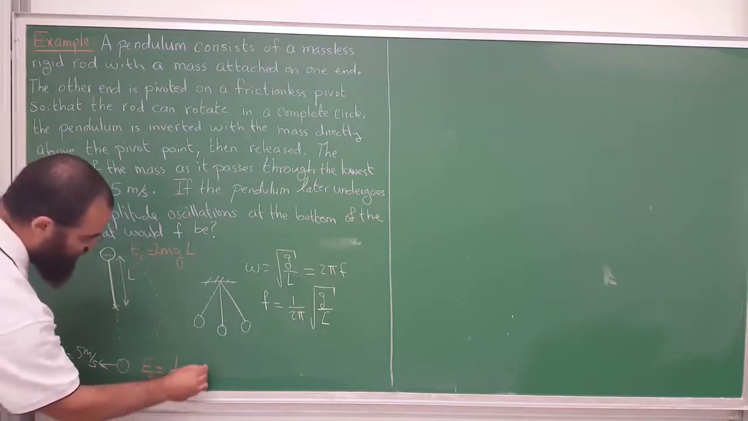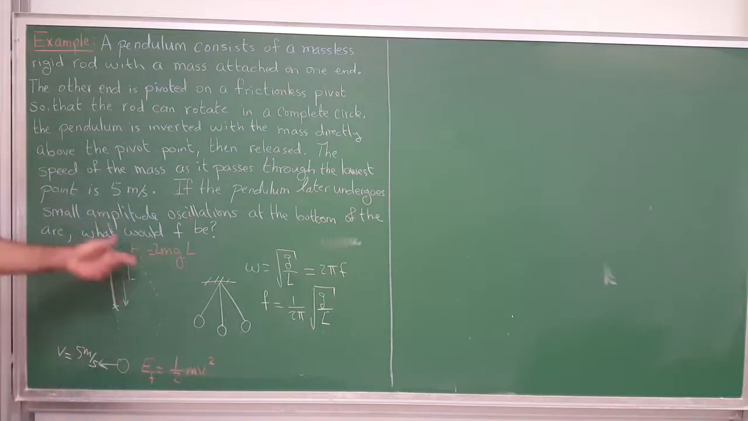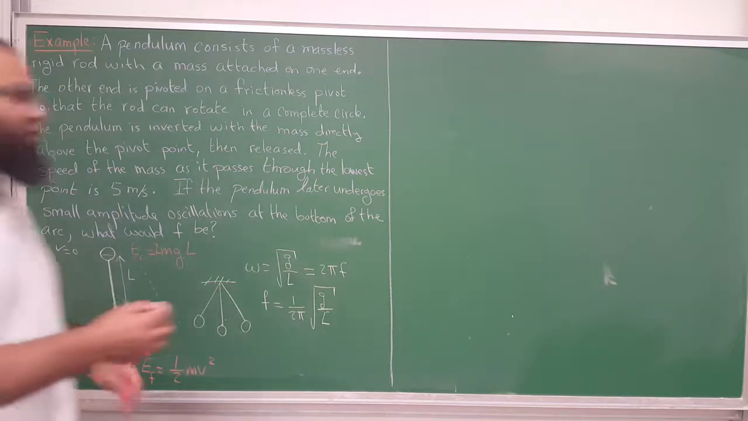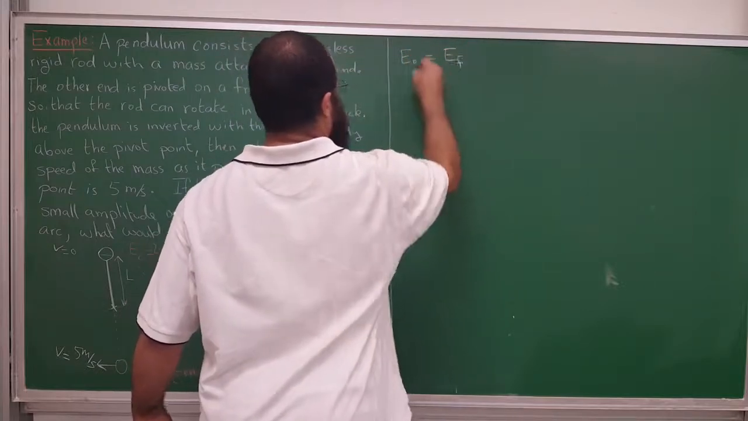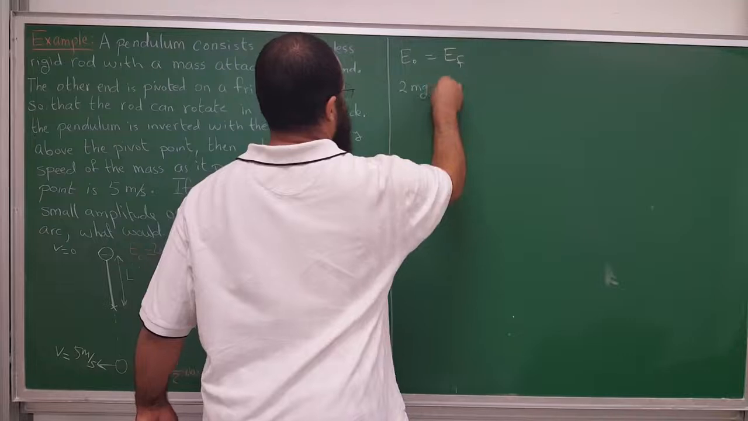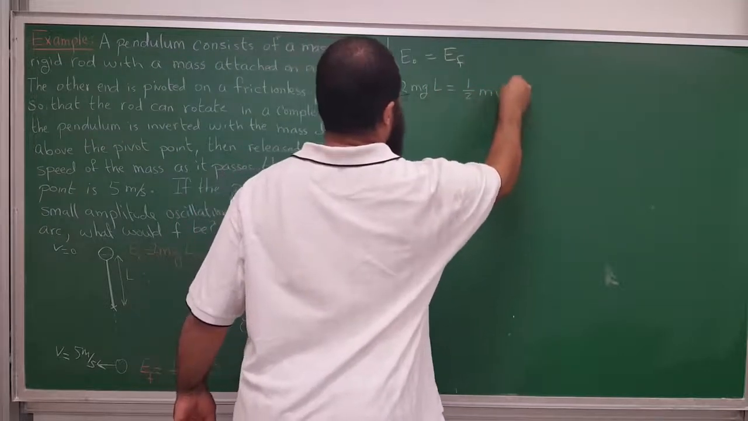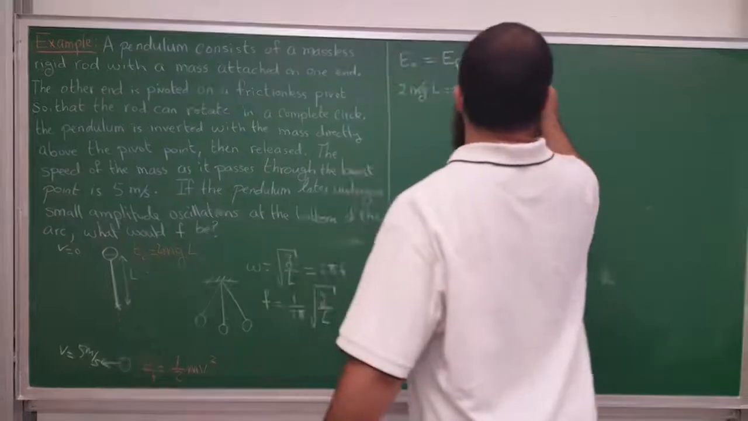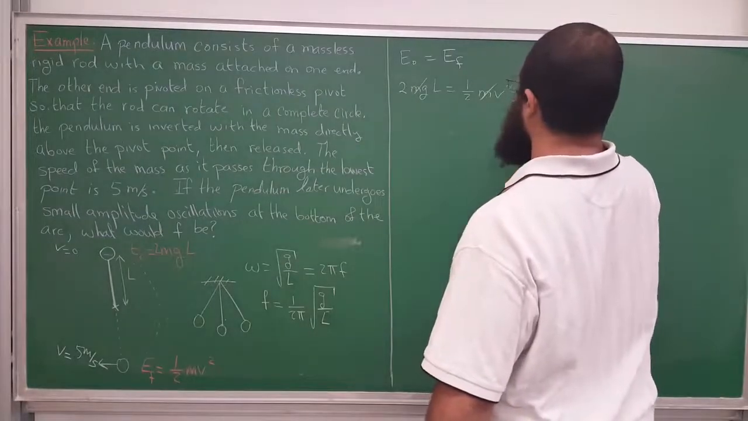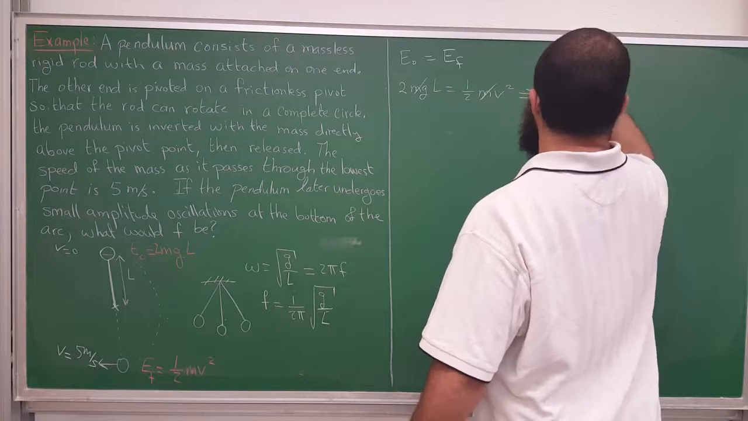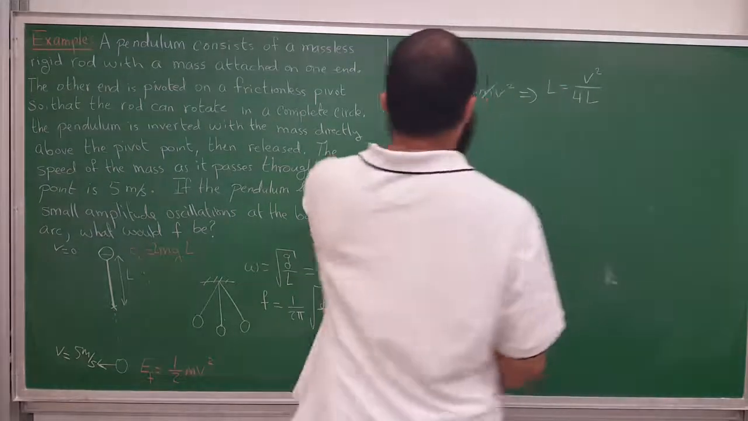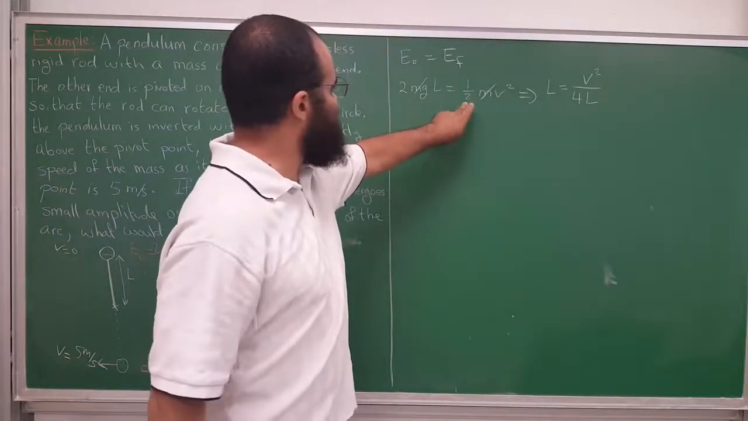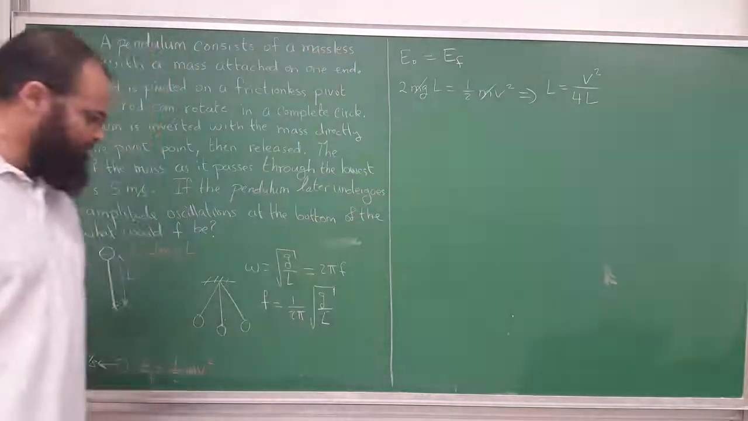Since there are no non-conservative forces, the mechanical energy at the beginning and the end will be conserved. So the energy at the beginning should equal the mechanical energy at the end, and 2mgL will equal 1/2 m v squared. The mass cancels, and therefore we have L equal to v squared divided by 4g. Let's see, we divide by 2g, this becomes a 4, and the g is on the bottom. I think we have it right, yeah.